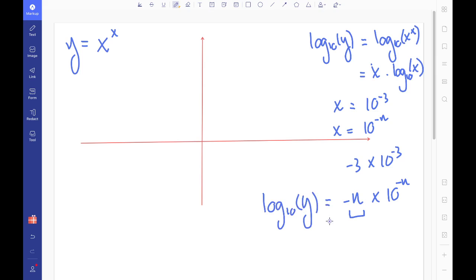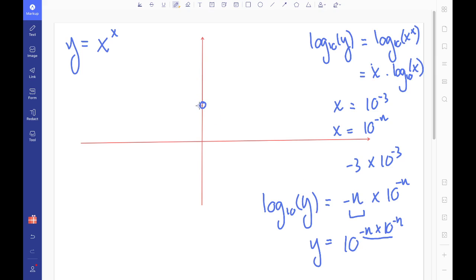So if we put everything to the power of 10 here, we get rid of this log to the base 10 on the y. And we end up getting y is equal to 10 to the power of minus n times 10 to the minus n. Okay, this number up here, as x gets smaller and smaller, as x approaches 0, that approaches 0, as we said earlier. So 10 to the power of 0, that's just 1. Okay, so our limit is going to be at 1, and I'm going to put it somewhere here.